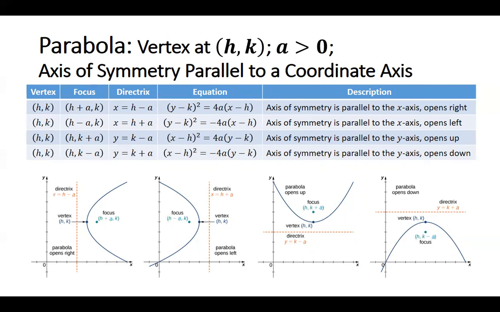So remember, for the focus and the directrix, you're going to use the same formulas that you did before, but now you have to add h and k to x and y respectively. And for the equation, it's the same formula as before, but now you subtract h and k from x and y respectively. And again, we have the pictures at the bottom to help us visualize this a little more. And you're able to have this table as part of your formulas for the exam.